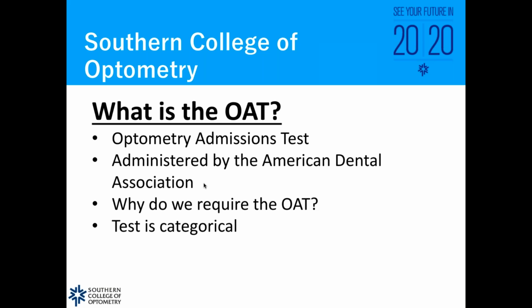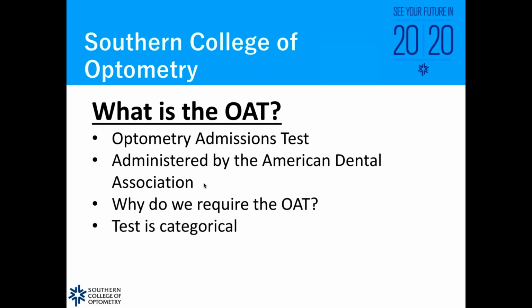Why do we require the OAT? For a number of reasons. This test is going to show us your aptitude for different basic sciences. The curriculum in optometry school and the curriculum at SCO is very, very intense and very rigorous, especially the didactic portions the first 2 years. There is a lot of basic sciences involved. And the numbers from this test are going to show us that you do have the aptitude to handle this high-level work in professional school.